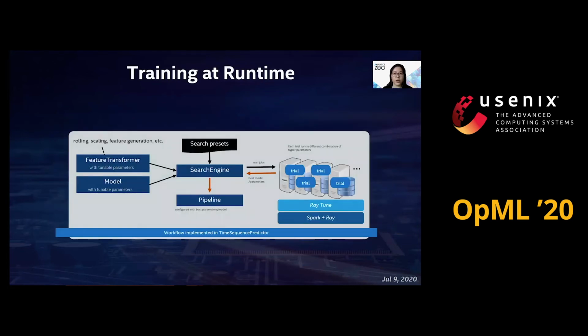Here's an illustration of the training workflow at runtime. So basically, we use a search engine to drive the entire training process. At the time of construction, the search engine takes in a feature transformer and a model, and it also takes in a search preset to configure how to search the hyperparameters. At runtime, the search engine generates hyperparameter combinations based on the preset, spawns the trials, and schedules the trials on the cluster. Each trial runs a different combination of hyperparameters, and when a trial ends, it will write its results to the HDFS. Finally, after all trials are finished, all results are retrieved from HDFS and analyzed. Then the pipeline is constructed from the best hyperparameter configurations and the trained model.